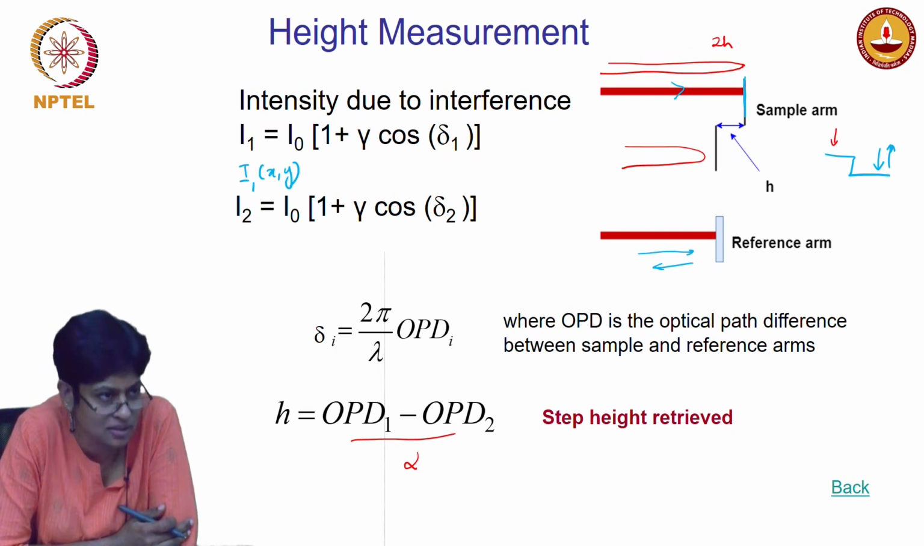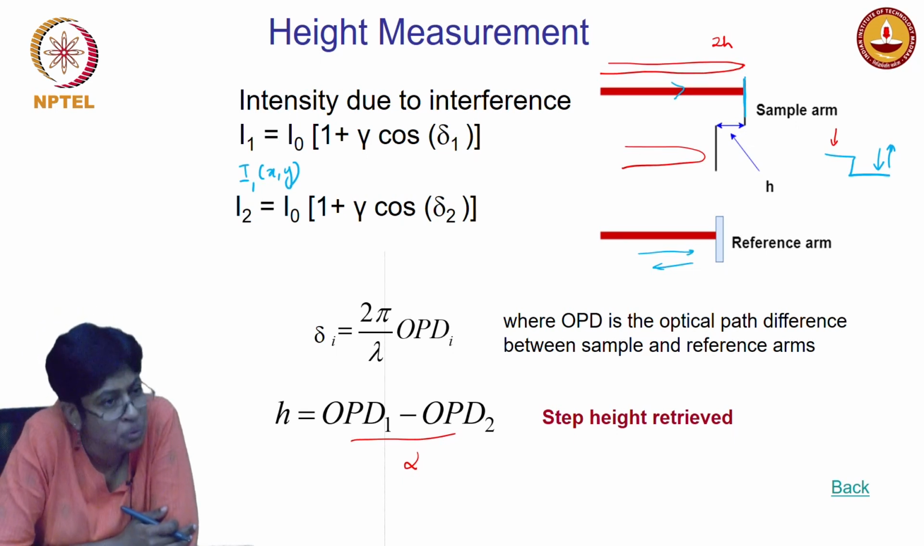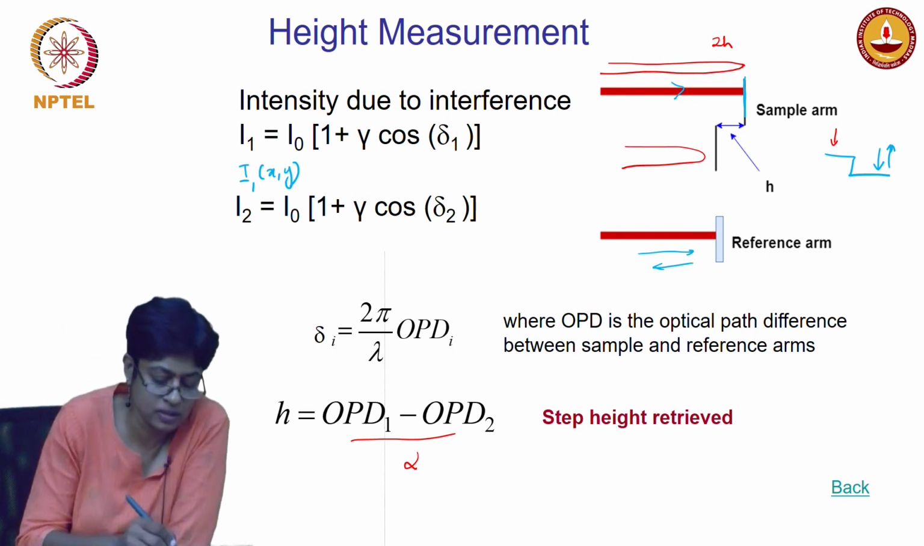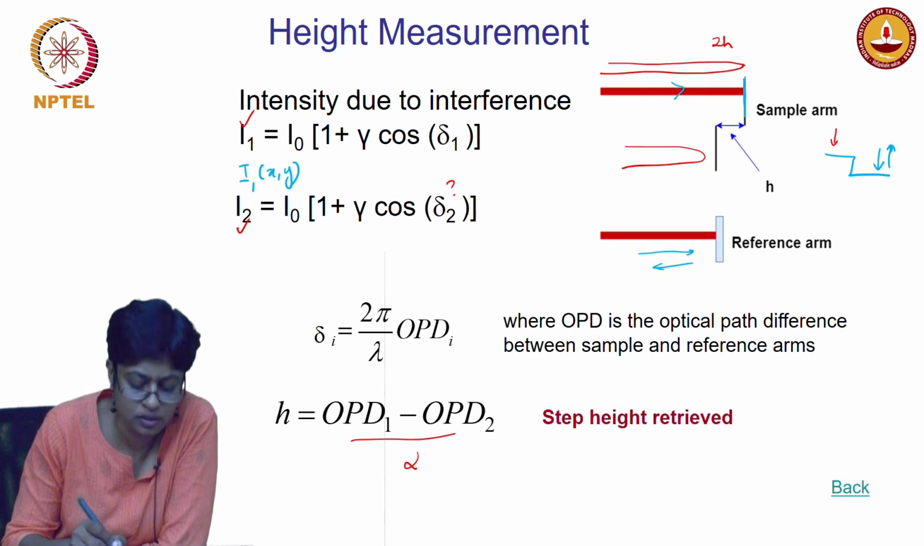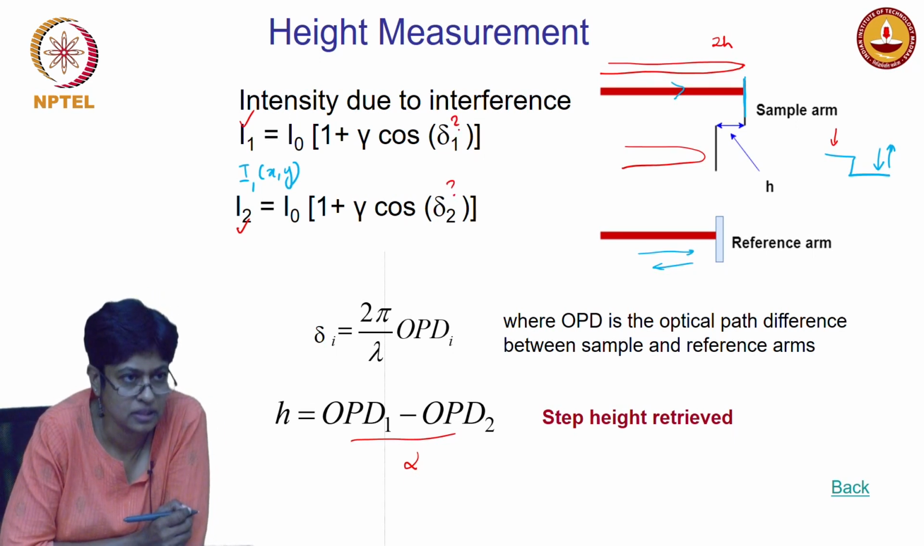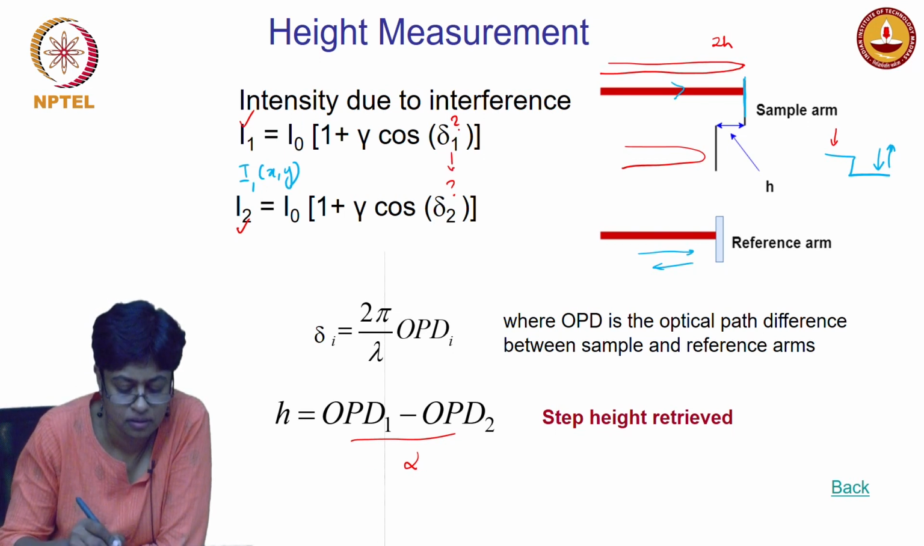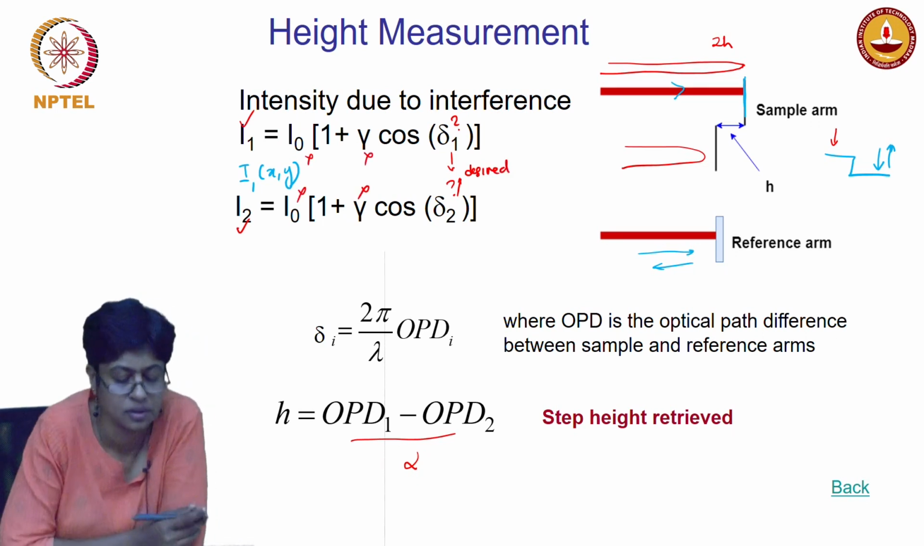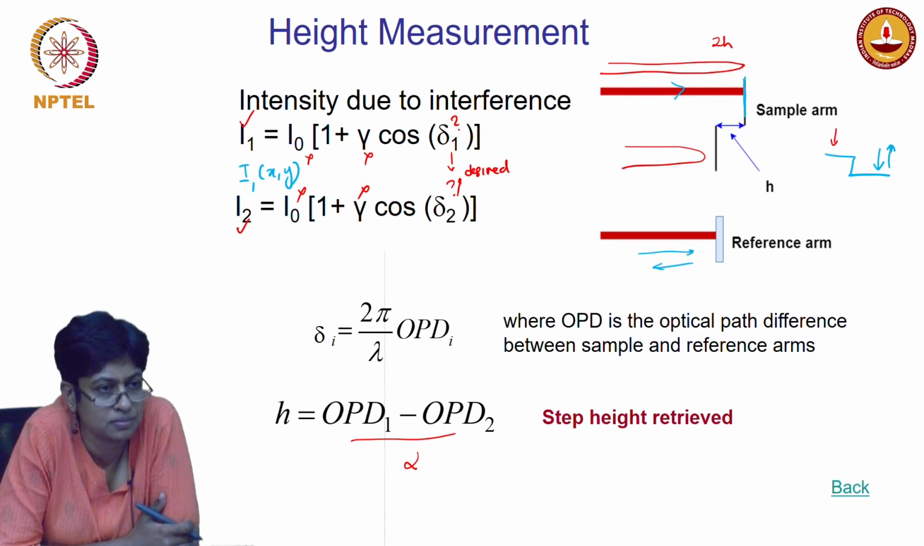Now the problem is, I have this intensity I1, the distribution, and I have I2. I want the deltas, but I don't know I0 and I don't know gamma. Can you think of some way we could solve this? This I know, this is what I want, these are desired, right? But I don't know this, I don't know this, I don't know this. Is there any way to solve this?